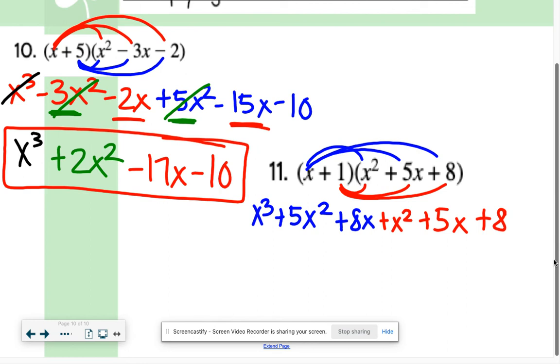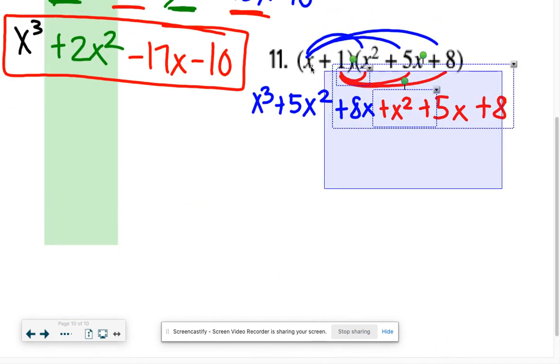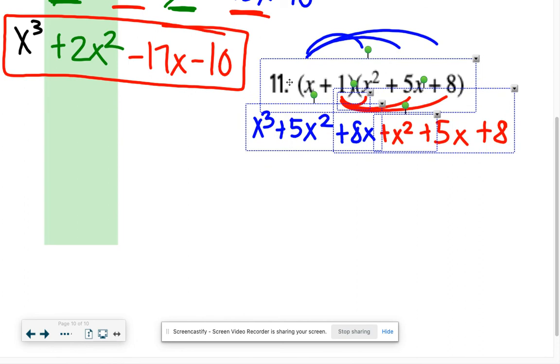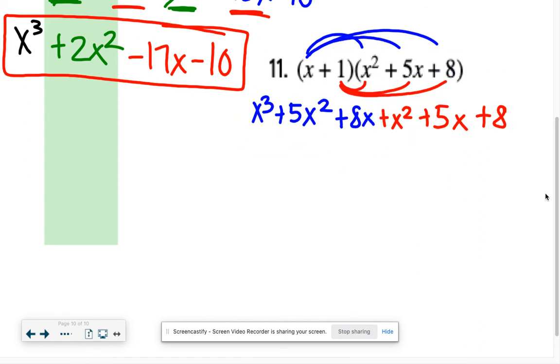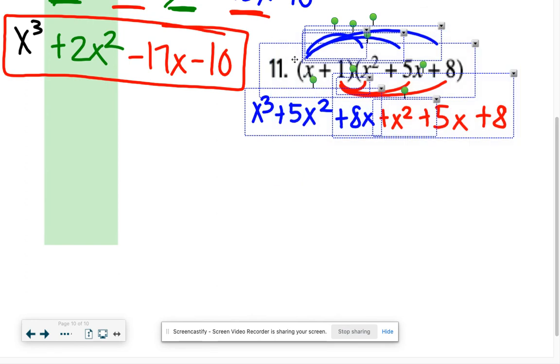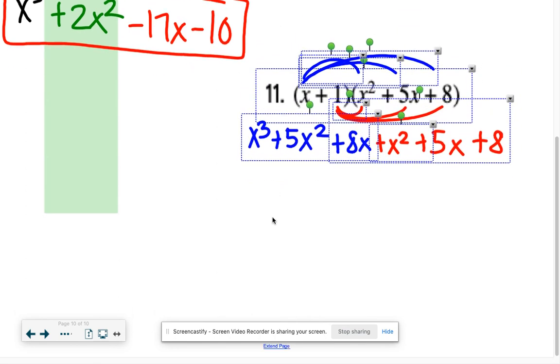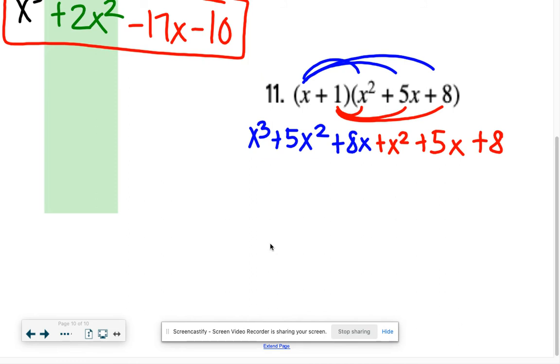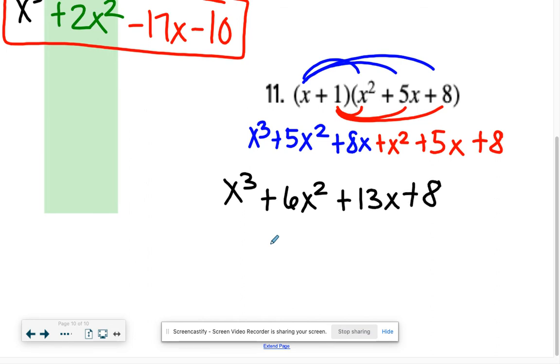Hopefully your first line looks like that after you distribute, and then we can combine our like terms. Do we match?